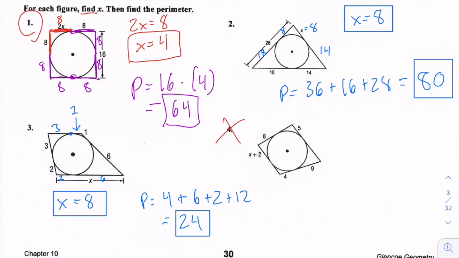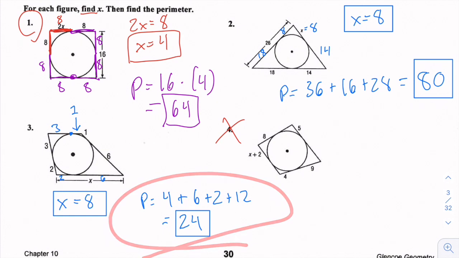Number 3 right here. This is 1. Why is it 1? Because this small piece is 1 on that side, which means over here has to be 1. This here is 3, then over here is 3. Likewise, 2 and 2, 6 and 6. Then 2 plus 6, add that up. That's your whole x, which is 8. And when you add everything all together, you should get 24.